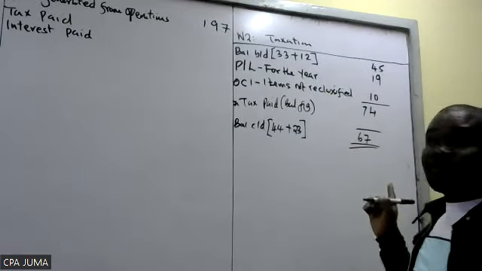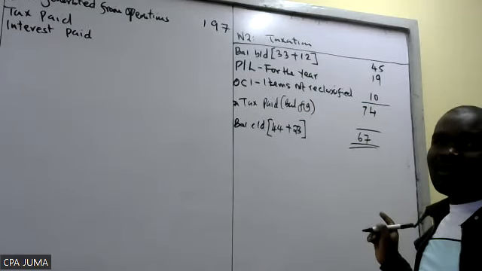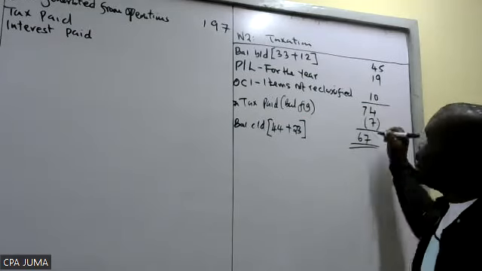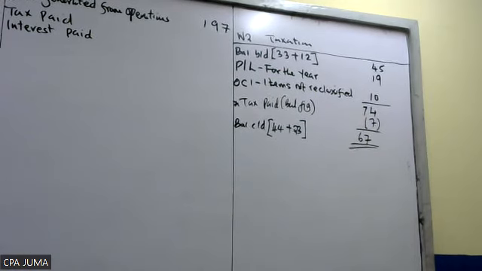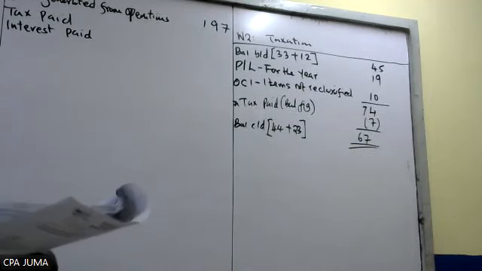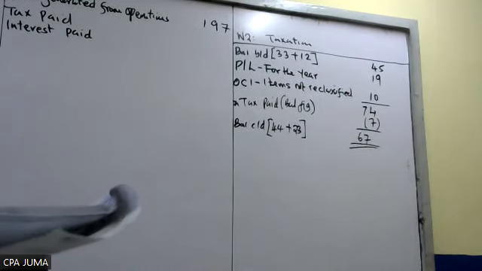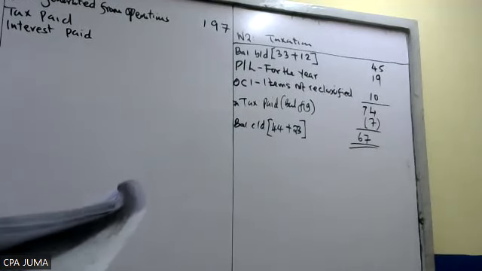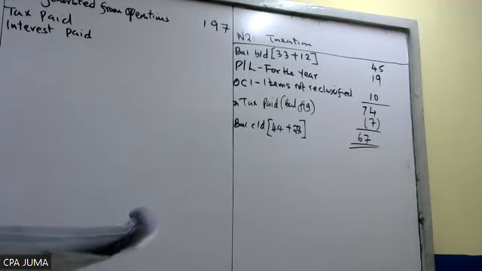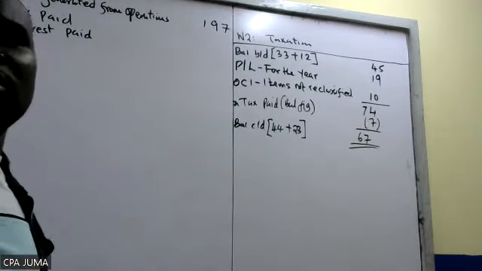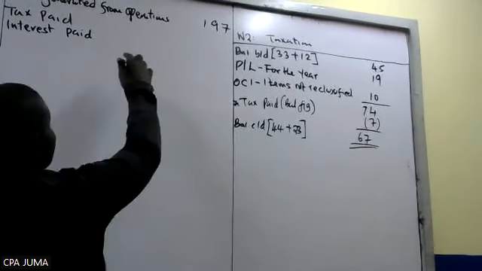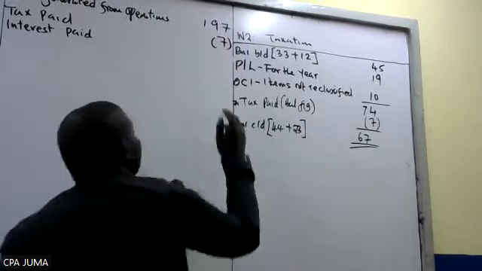So tax paid, the balancing figure, they paid the decrease of how much? Seven. So they paid tax of 7. Who has a question? They paid tax of 7. That is what they paid. All right, so they paid 7. So just present that one here. And the tax paid, they paid tax of 7. You subtract.